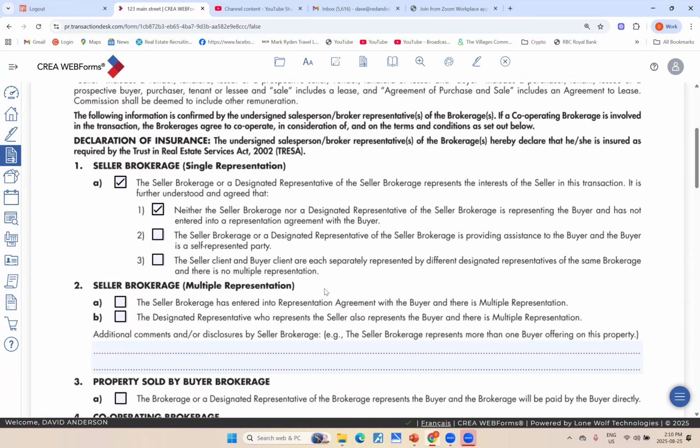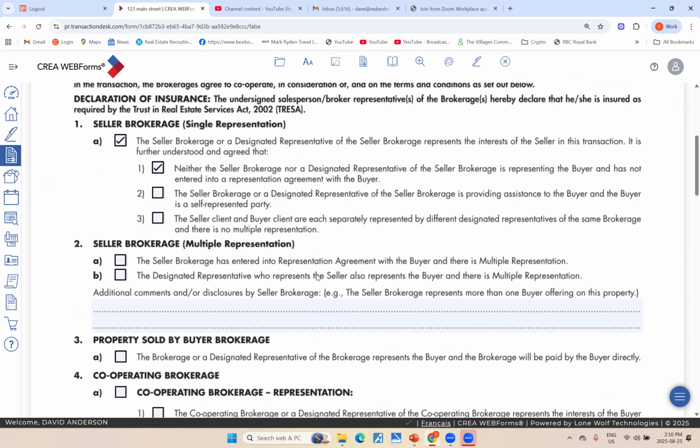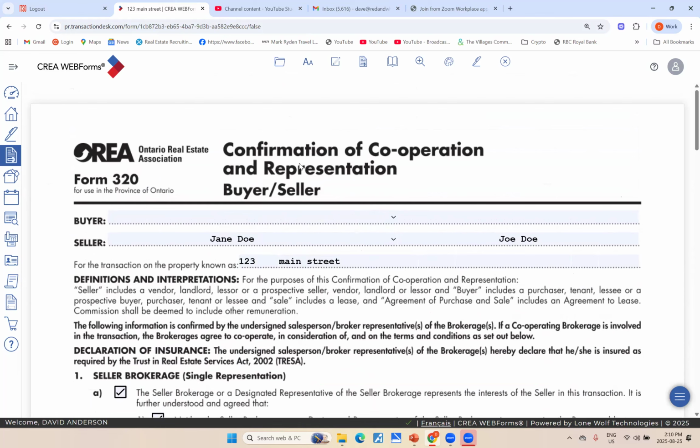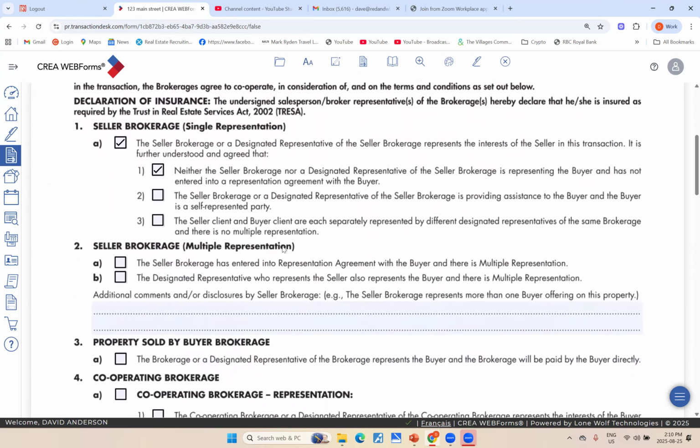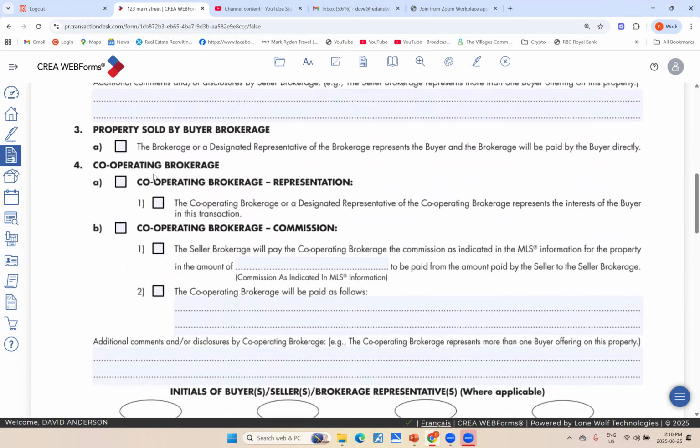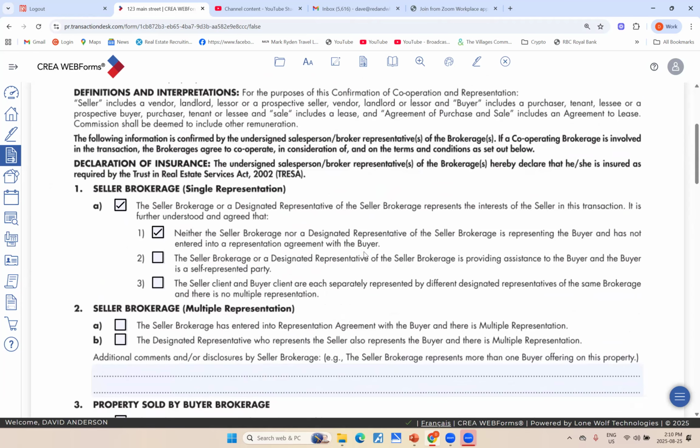If you are doing a deal where there is no cooperating brokerage, then you don't need to have a Form 320 because this is confirmation of cooperation. In that case, you're not cooperating. So use this if you're the listing salesperson. Let the confirmation of cooperation be filled out by the cooperating brokerage on their own. Okay, Form 320.